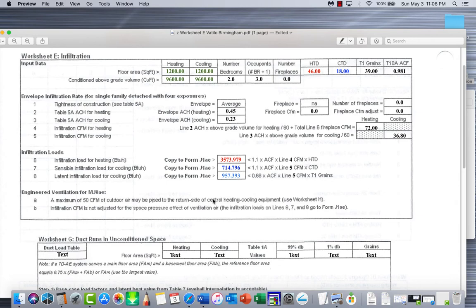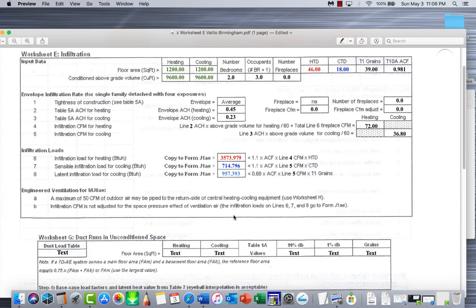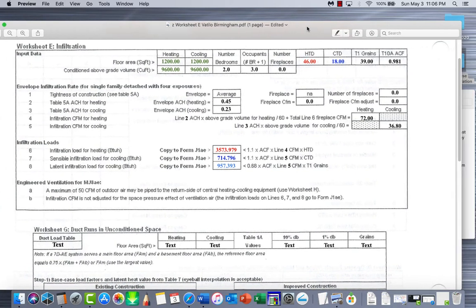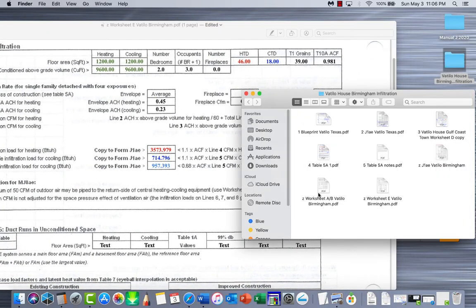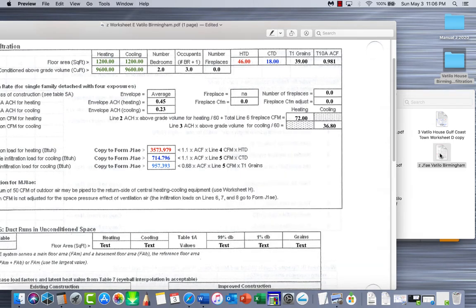And it said a maximum of 50 CFM air may be piped to the return side of heat and cooling equipment for worksheet H. Infiltration CFM is not adjusted for space pressure affected by ventilation air. Infiltration load 678 and form J1. So we're going to take this information and some of this information here, and we're going to fill out our J1E now. So let's bring it up.